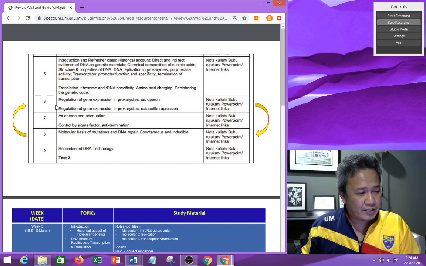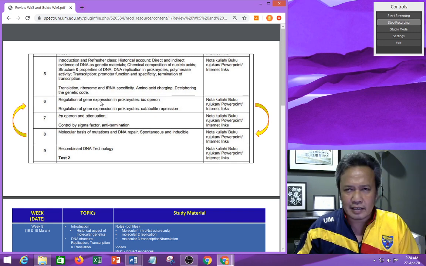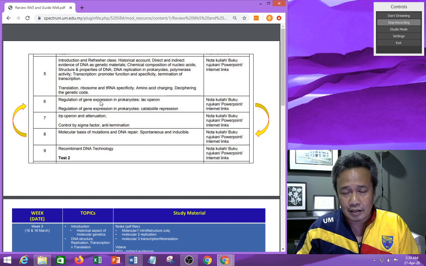I've changed the content so that this week we should be doing molecular basis of mutation and DNA repair, just because the content is a little bit lighter compared to regulation. It sort of helps you ease into the semester again and get used to the online system. Some of you have been stuck in University of Malaya and tomorrow you're moving home and so on. So that's why I purposely made this week a little bit relaxed.